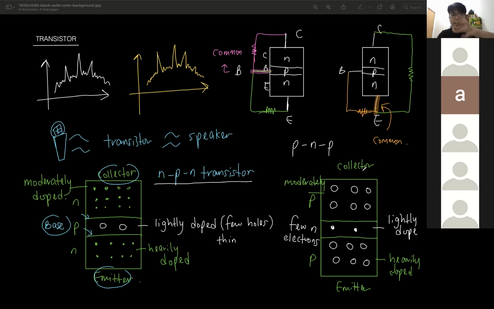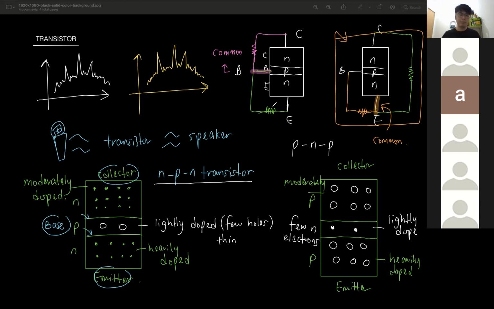Now, in all the examples that I will show you later, we will only focus on one type of connection. Which connection do we use? We will focus on this one, the second one, in which the common is the emitter. Okay, so in all the examples that I show, the emitter is the one that is being shared by the collector and the base. So we will use the emitter as the common, this one.